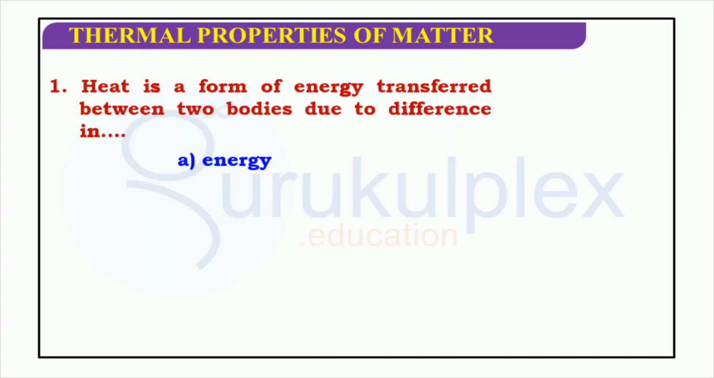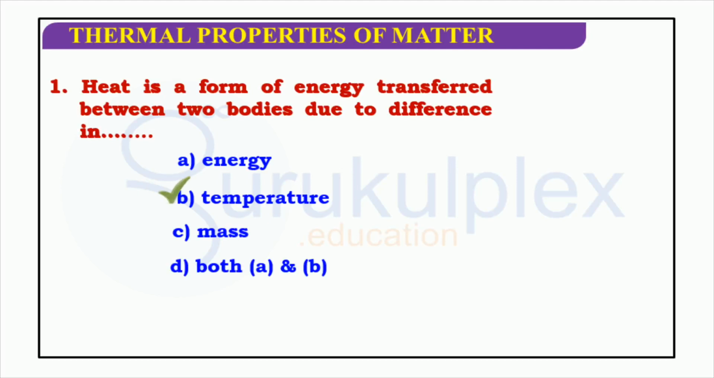Answer. The question posed in this slide has an answer of option D. Heat is a type of energy which is transferred between two objects because of variation in temperature. This energy transfer is done through one of three means: conduction, convection, or radiation. Such methods of energy transfer account for the thermal properties of matter.